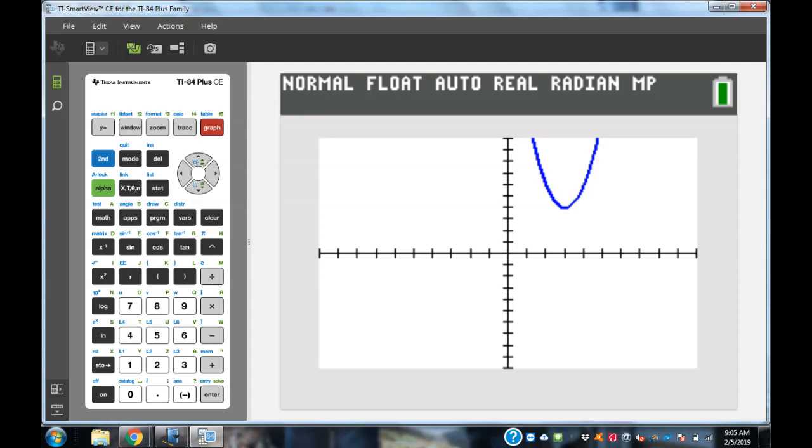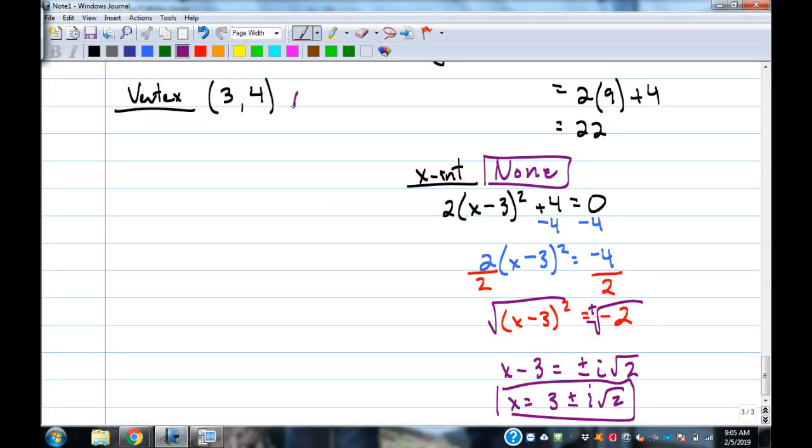So we get that graph. We see it doesn't cross the x-axis. We know that it opens up. So we have a minimum on our vertex. So we'd note that somewhere. Minimum on our vertex.